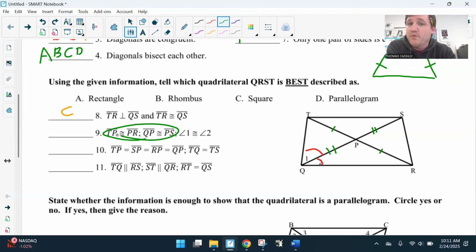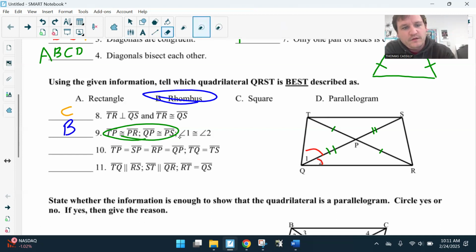But can we get more specific? If we look at point Q, that's kind of the vertex of the overall shape. QS is bisecting that entire angle. Well, which one of these has an angle bisector at its vertex? That is a rhombus, so we're going to go with B on that one.